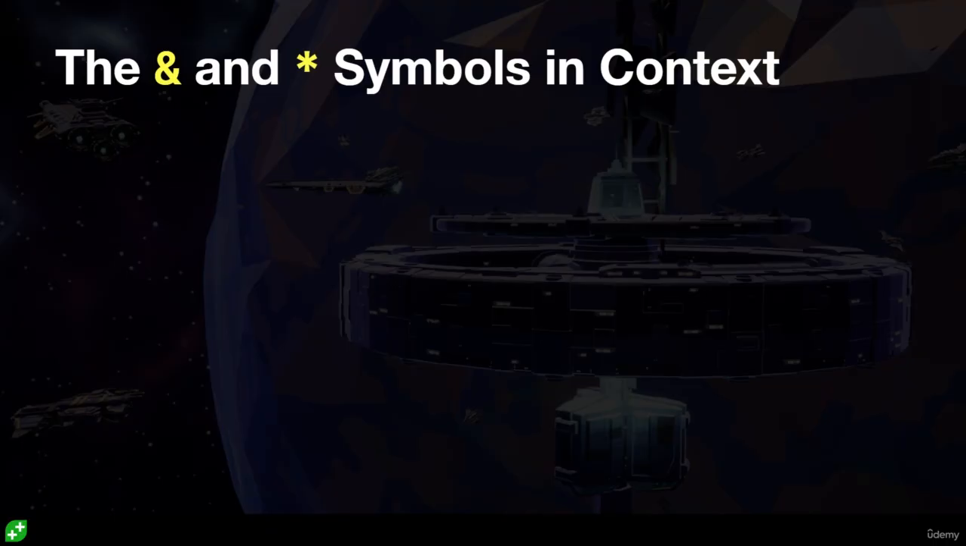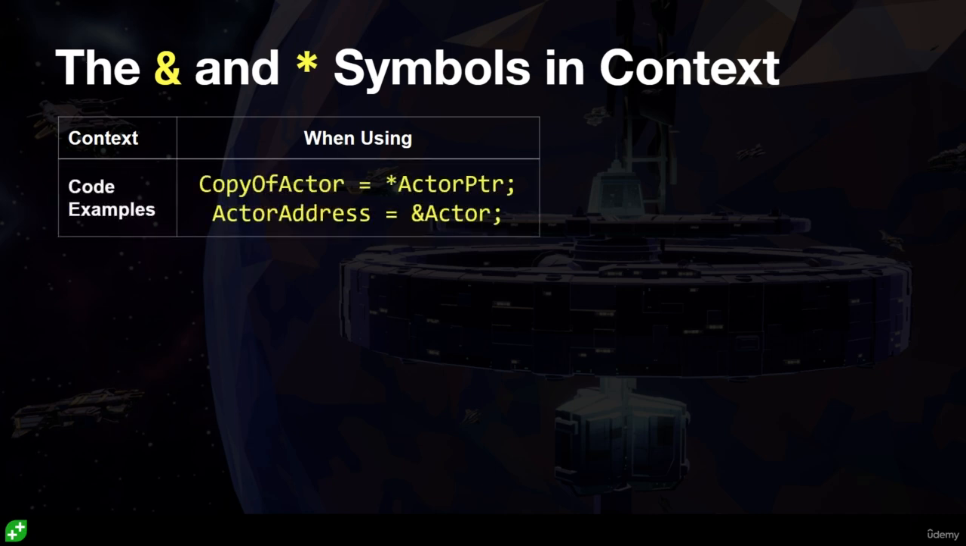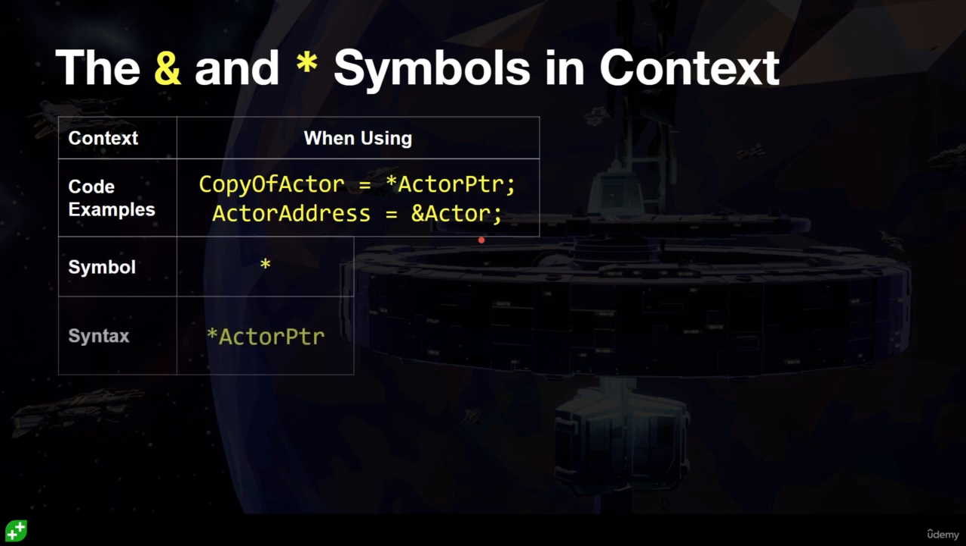Now let's do a quick review of some of the symbols we use here because they can get a little bit confusing. They're used a lot in C++. So the ampersand and the star symbols, let's have a look at them in context and what they mean. So when we are using them in an expression, here are some code examples. You might see the star before a variable. You might see the ampersand before a variable. What does this mean? Well, with the star symbol, the syntax of putting it before the variable means we're getting the contents at actor pointer.